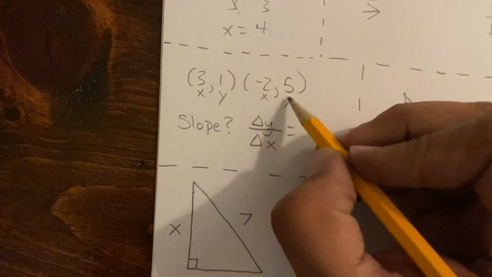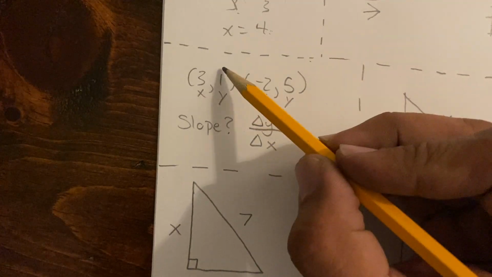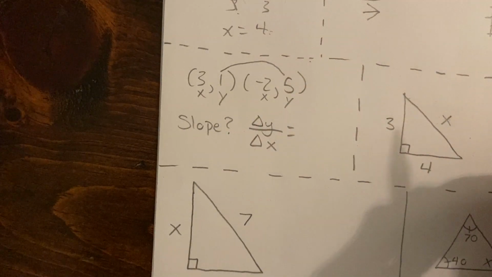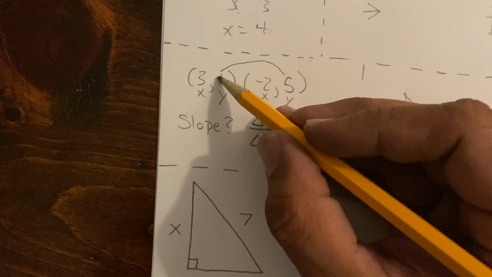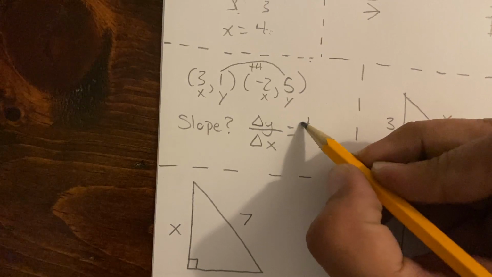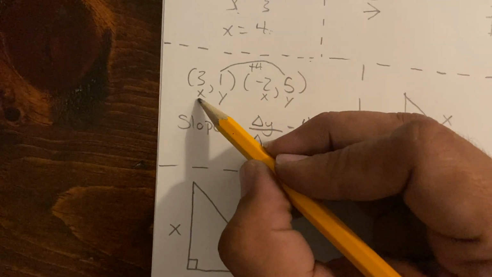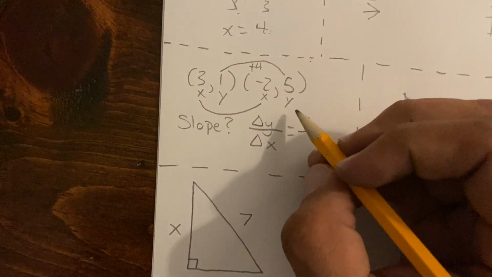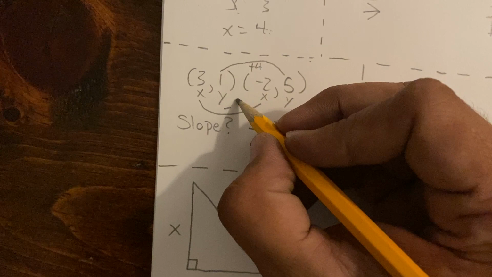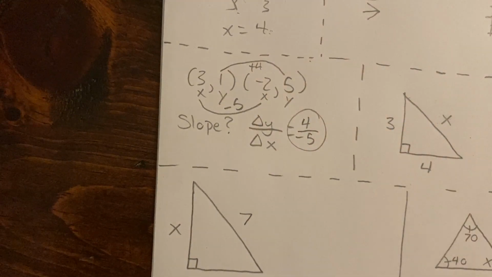So xy, xy. Now the change in y, so how does a 1 turn into a 5? By using adding and subtracting only. Well, 1 to get to a 5, you added 4. So that's a positive 4 on the top for the change in y. What about the change in x? How does a 3 get to a negative 2? Does it go up or down? It goes down, so that's going to be a negative. It goes down 5 steps. So this is negative 5. There's your slope, negative 4 over 5.